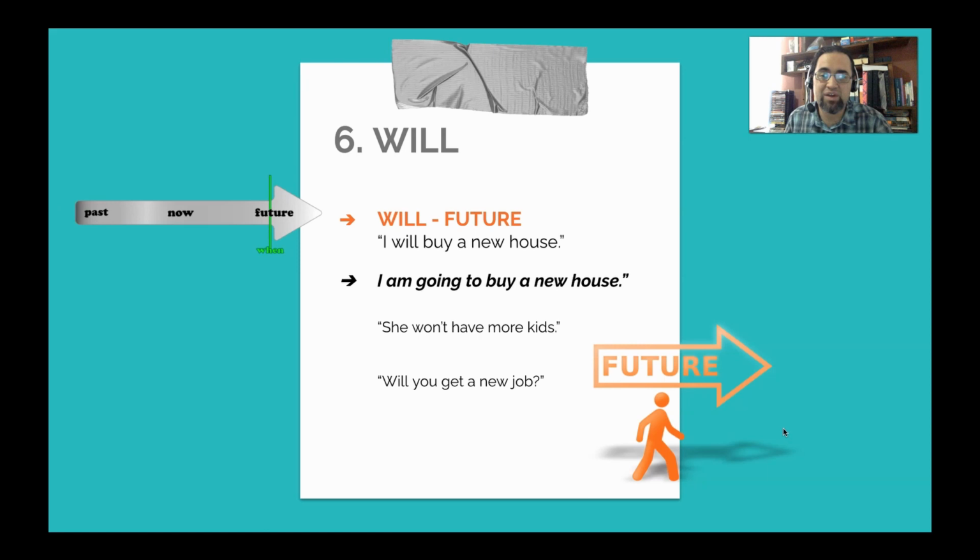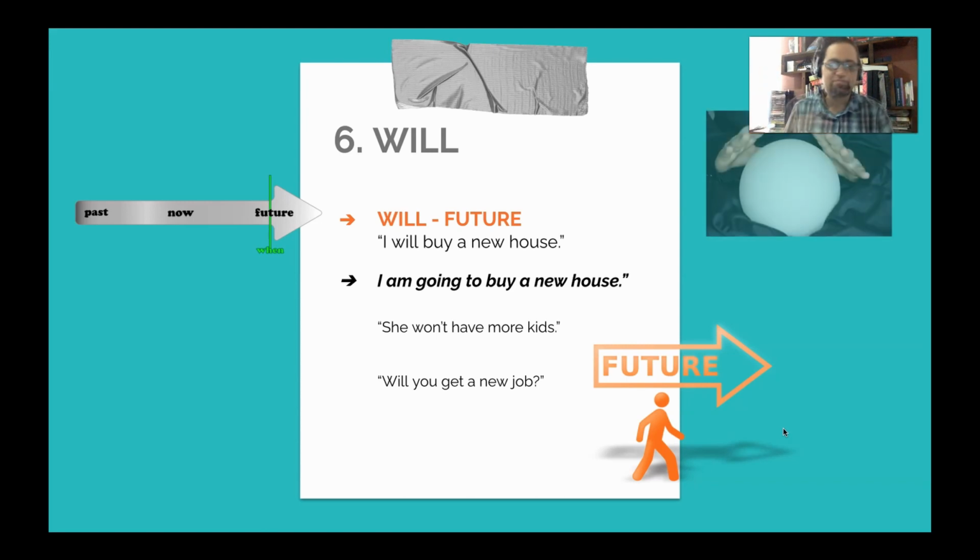She won't have more kids. That's the negative form of will. You can say will not, or simply won't, which is the most common. Will you get a new job? I don't know, because you have a job that probably you're not happy with right now. So I ask, will you get a new job in the future? Yes, it's not set in stone. There's no specific deadline because we cannot predict the future.